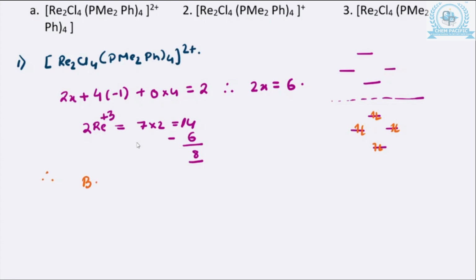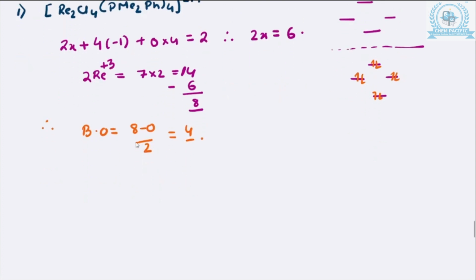Therefore the bond order is going to be 8 minus 0 by 2, this is equal to 4 by 4. Okay, now let us move on to the next example, example number 2. So they have given you Re2Cl4(Me2PH)4, and in this case the overall oxidation state is +1.